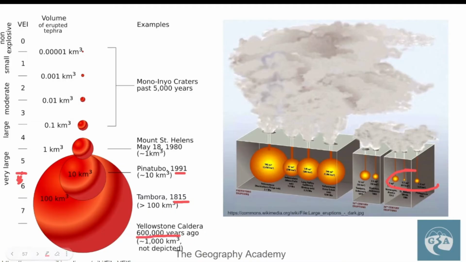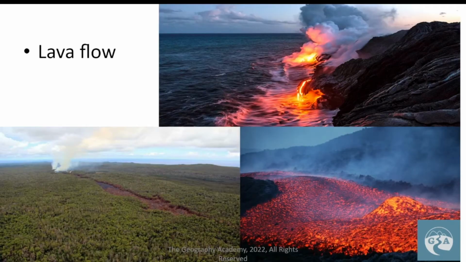Some of them happened 600,000 years ago and potentially will happen in the next 600,000 years. So generally speaking, we have that covered with VEI. This will tell us basically what's happening in an eruption and how to judge the scale, and it also helps us to anticipate what's coming in the future.